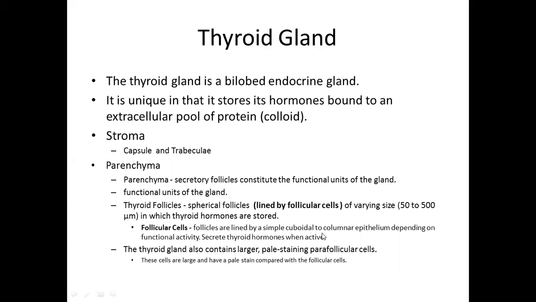And in between follicles, there is a second type of cell population which is pale staining, larger cells compared to the follicular cells. Those cells are termed parafollicular. Para means around. Those cells are around follicular cells. These cells are large and have a pale stain compared to the follicular cells.